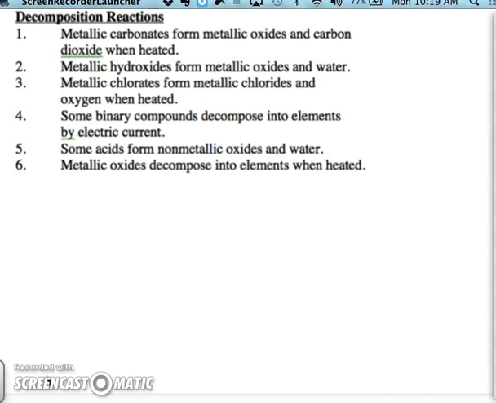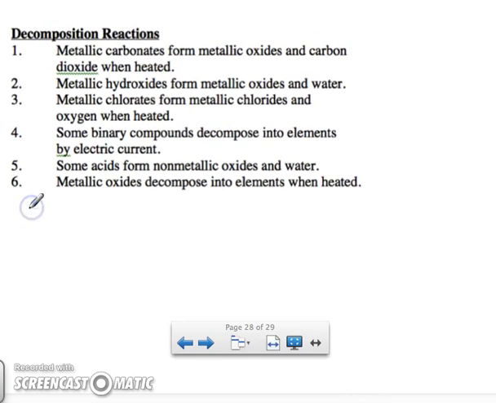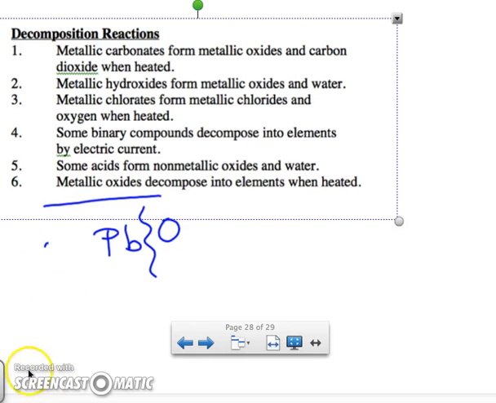If we take a look at the list of rules for decomposition reactions, we can see that that would fall under category 6 for decomposition reactions, decomposition of a metallic oxide. And it will tell us who the products need to be. Metallic oxides, such as lead-2 oxide, lead being the metal, oxygen being the oxide, will break into its elements when heated. Those 2 elements being the elements lead and oxygen.